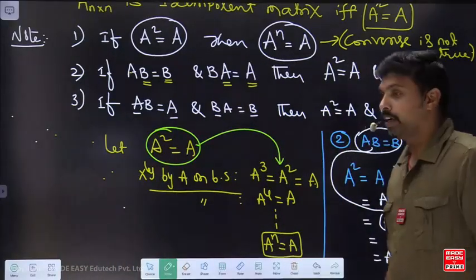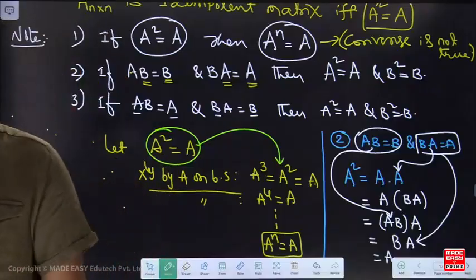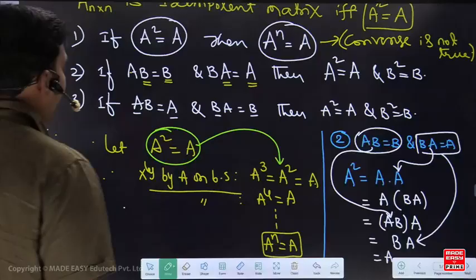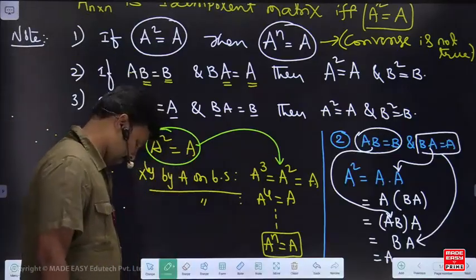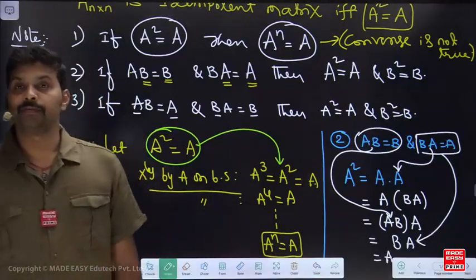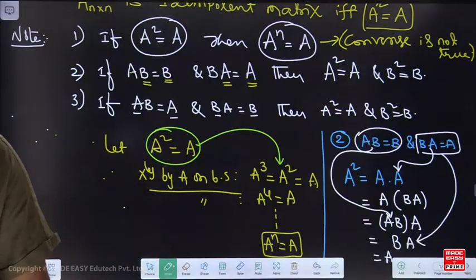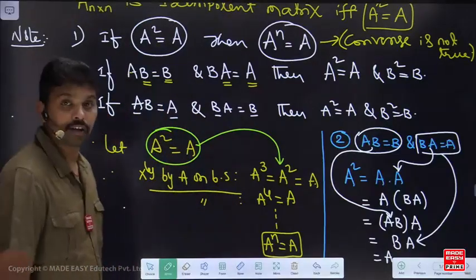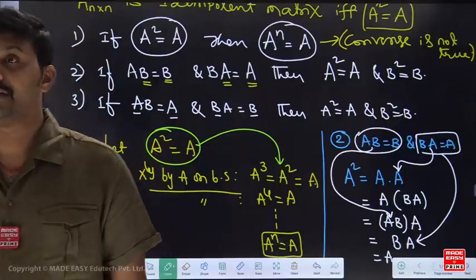So please take down these things here. Then we are going into problems on idempotent matrix here. It will be separate. Right? I hope you have copied this, right?